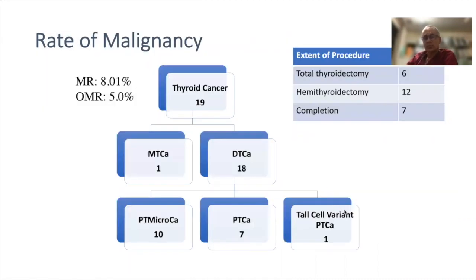So what is the rate of malignancy? Interestingly, we found that the average rate of potential malignancy was about 8%, and the occult rate of malignancy was about 5%. So even if you have goitres where a preoperative ultrasound FNA shows that this is benign, in fact about 5% may be malignant, and I think it is very important for the patients to know that up front.